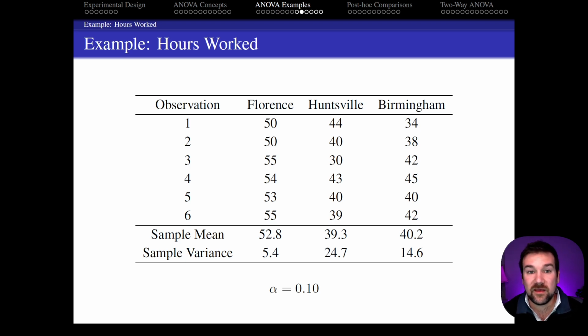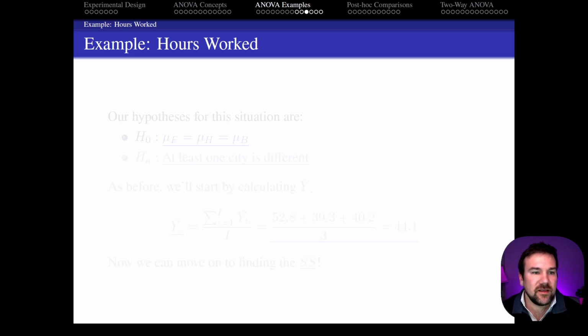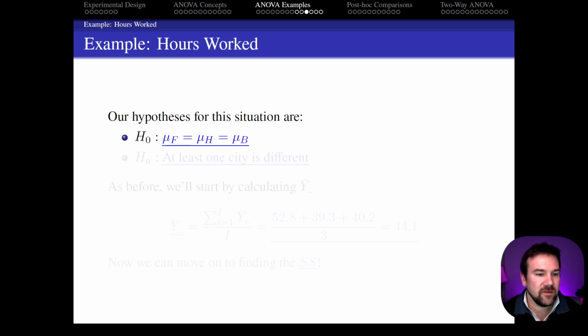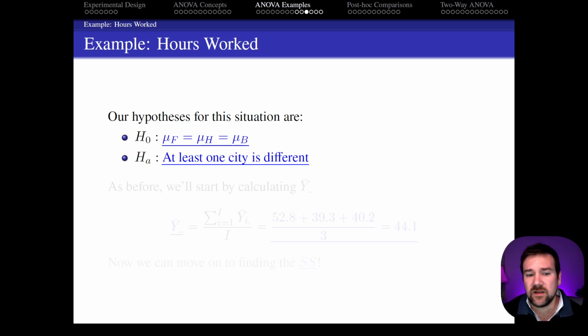All right, coming back to it. Hopefully everything went well. Let's look at the answers. So for me, my null hypothesis is that the means of each of the groups, the mean number of hours worked per week in Florence and Huntsville and Birmingham, are all the same. And the alternate hypothesis is that at least one city has a different mean hours worked than at least one other city.